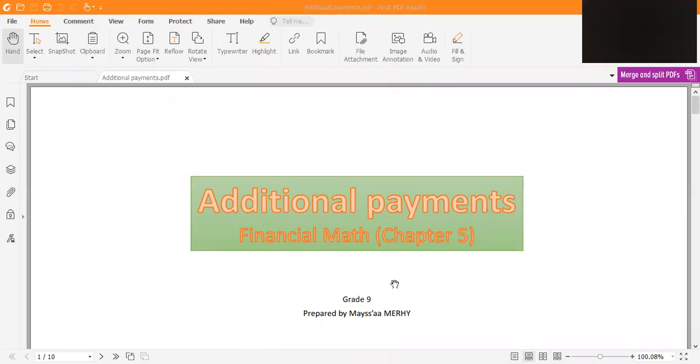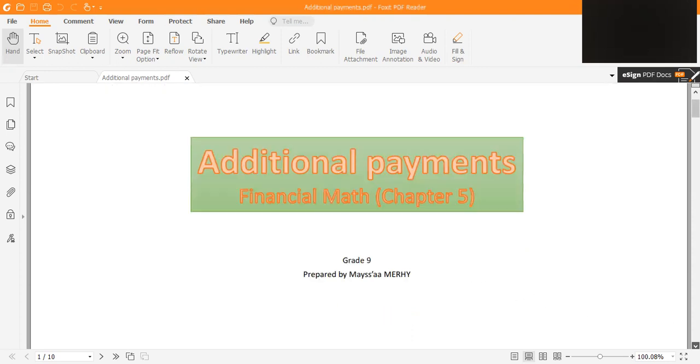Hi everyone. Today we will continue in the same chapter entitled Financial Math. In the previous session, we explained new concepts such as wages, salaries, etc. So in this session, we will give some information about additional payments: what we mean by additional payments, what the different types of additional payments are, and how to compute the total payment of a given employee with some additional payments.